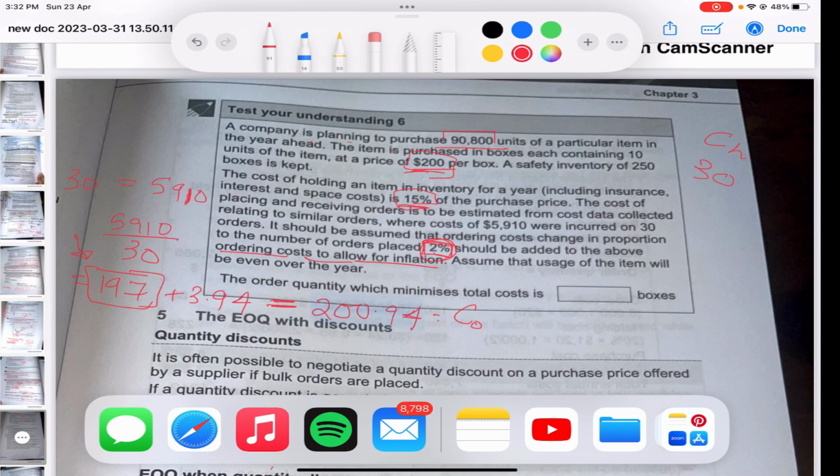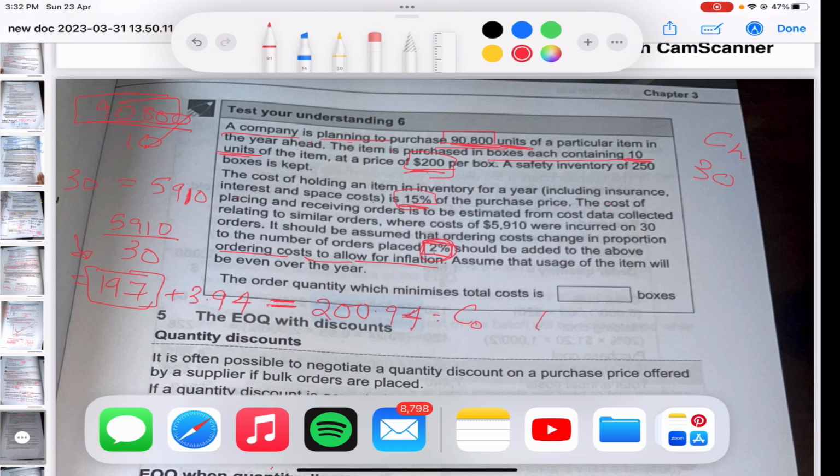Read the question properly. The company is planning to purchase 90,800 units. But if you see below, they said that boxes of 10 units. So they said that one box will be having 10 units in it. Here they haven't given boxes, they have given units. So in order to find the boxes, I am going to divide 90,800 by 10. So that would give me 9080 boxes. Okay, I don't need the units, I need the number of boxes. So my annual demand would be 9080.